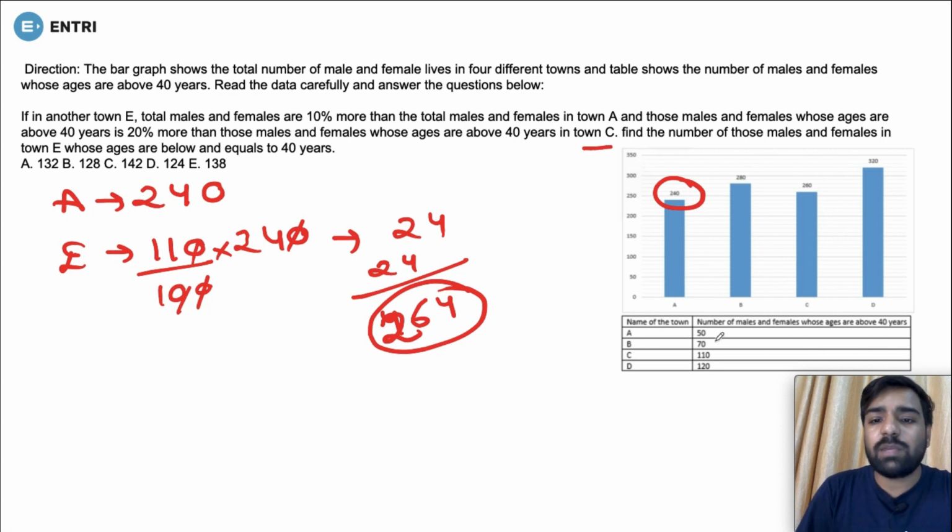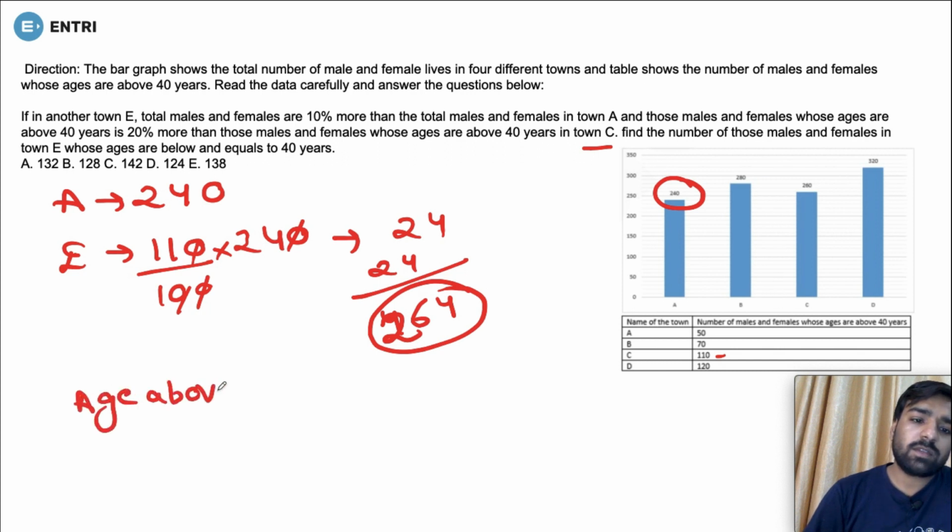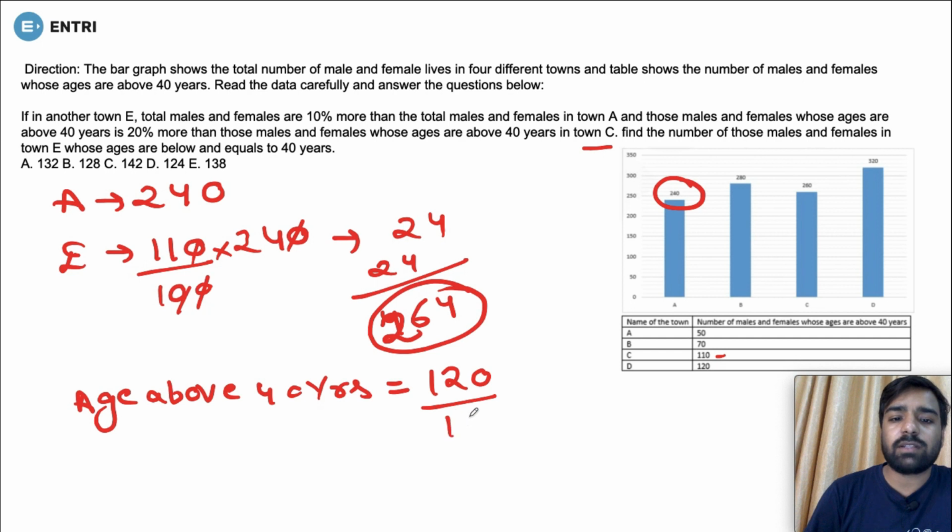So in town C, how many people are there? They are 110. And what have they told us? They have told us that the number of males and females whose ages are above 40 is 20% more. So the age above 40 years equals 20% extra, that is 120% of 110. The zeros cancel out, and you get 132 here.